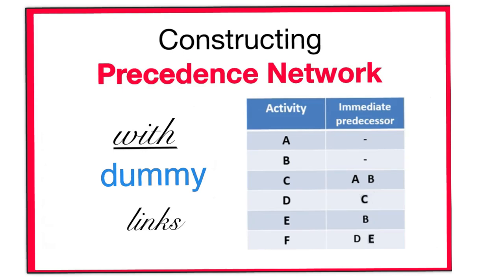Dummy links are sometimes required to construct a correct precedence network. I want to show you here how to recognize if a dummy link is needed by looking at the precedence network table, and also how to identify it in the table.